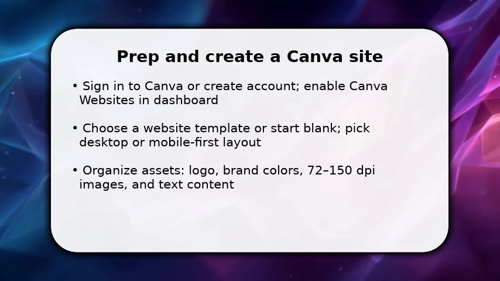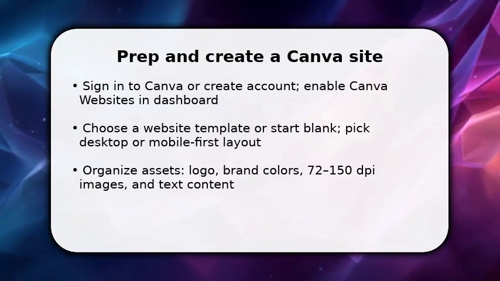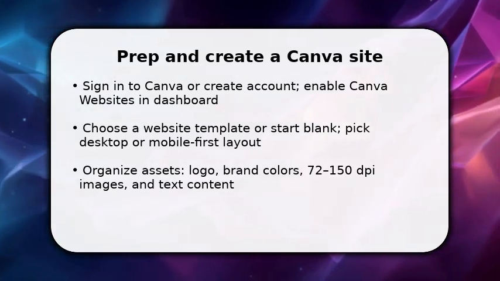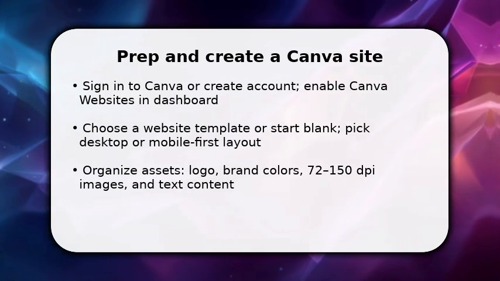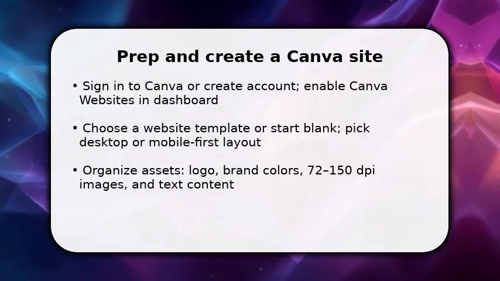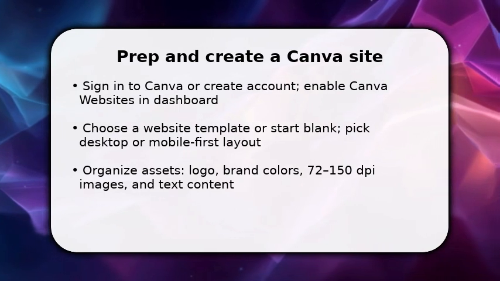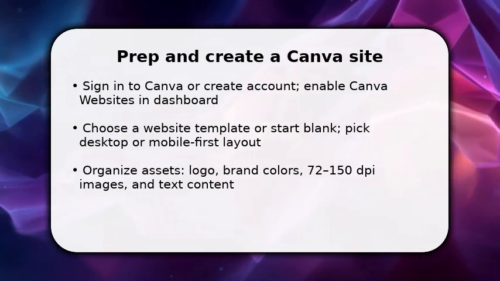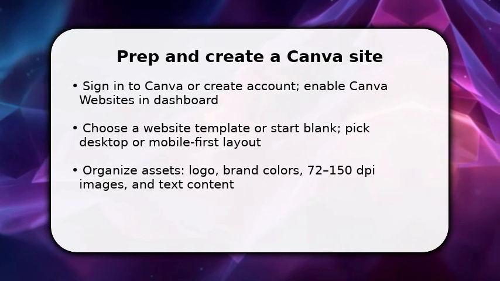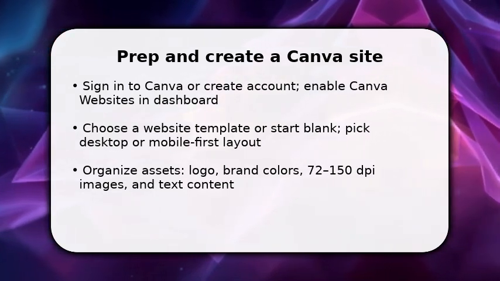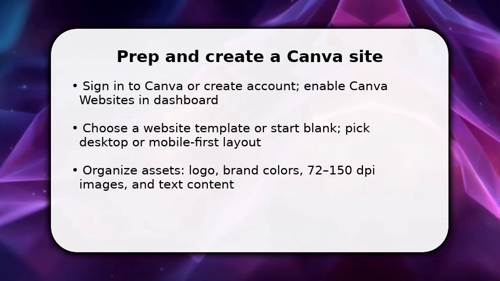You start by opening Canva and selecting websites from the left menu. Sign in if needed. Once you have templates visible, choose one that matches your goal and device focus, then upload your logo, hero image, and brand colors. Make sure your images are 70x150 dpi and your copy is broken into headings and bullets.